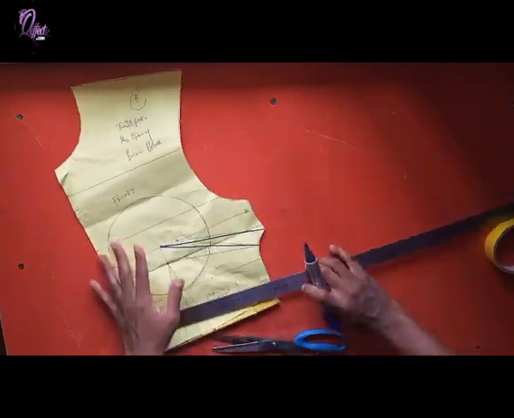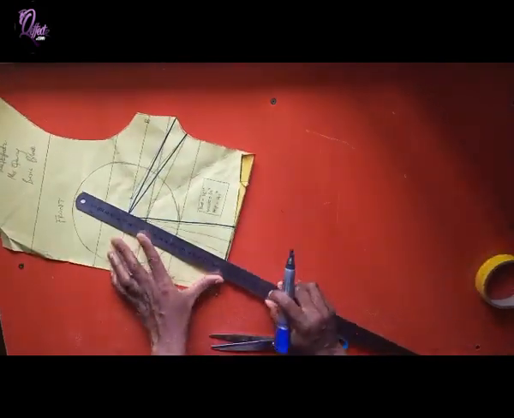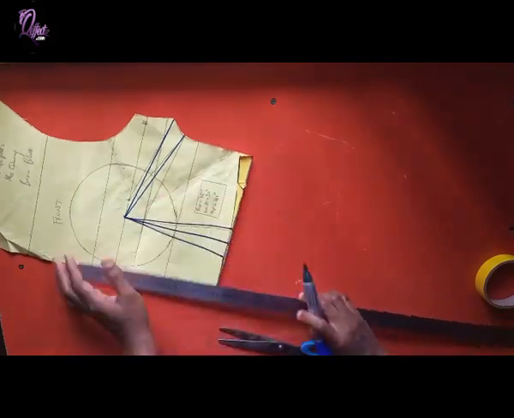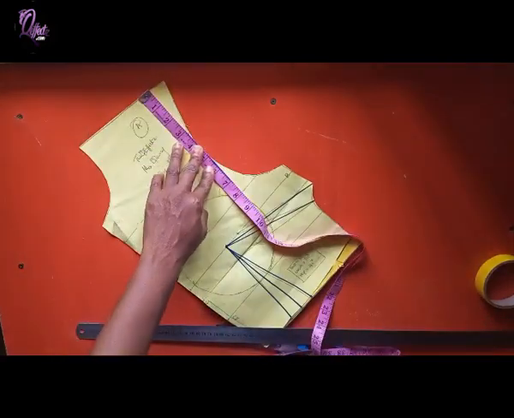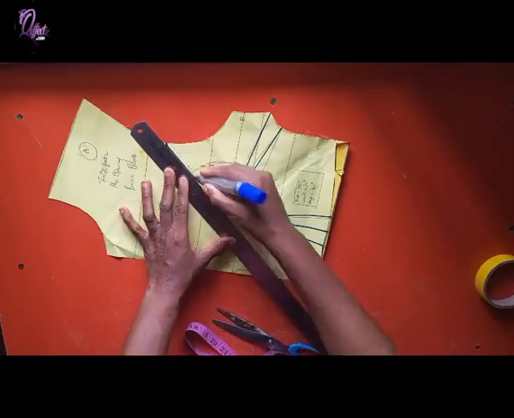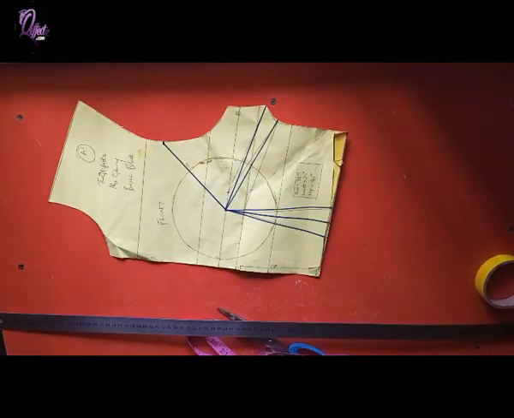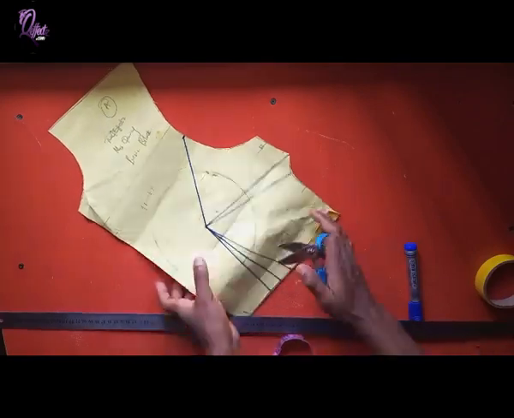Now, for those who are hearing the word dart manipulation for the first time, it's basically a pattern drafting technique that allows you to move your darts to your preferred location on your bodice to achieve a particular design or style that you have in mind.